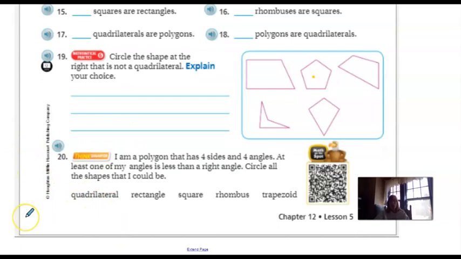And number 20, I am a polygon that has 4 sides and 4 angles. At least one of my angles is less than a right angle. Circle all the shapes that I could be. We went over that. We learned that they could be a quadrilateral, they could be a rhombus, and they could be a trapezoid because it says at least one of my angles is less than a right angle, and we know that rectangles and squares have all 4 right angles, so they could not be classified as that polygon.